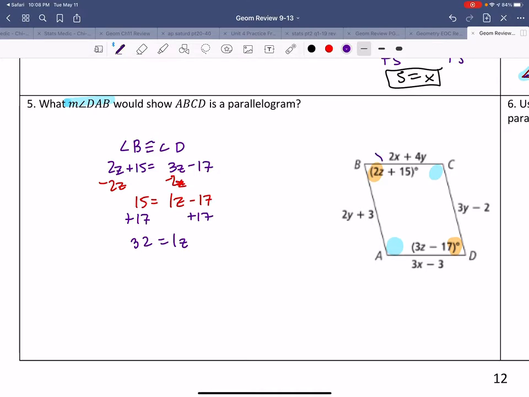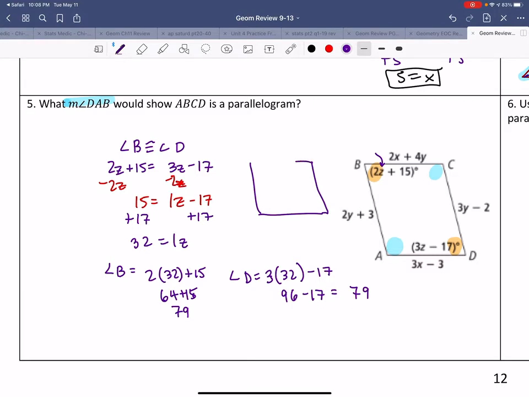Now let's plug this in. So angle B is 2 times 32 plus 15, and D should be the same thing. Let's go ahead and be extra careful and check: 3 times 32 minus 17. So that'd be 64 plus 15, which gives me 79. This would be 96 minus 17, which would also be 79. Perfect. Okay, so I have a parallelogram that's 79, 79.